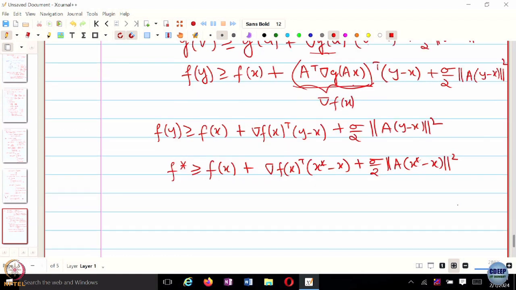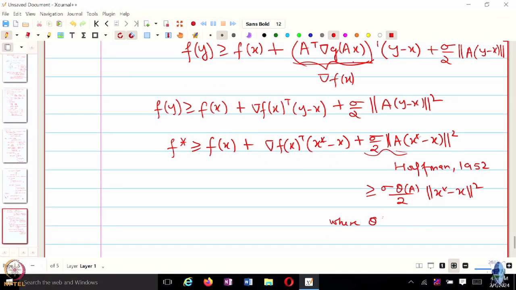There is a result by Hoffman, I think in his book in 1952, that shows that for this optimal point x star, the term inside this is greater than or equal to the smallest non-zero singular value of matrix A. Where theta A is the smallest non-zero singular value of A.